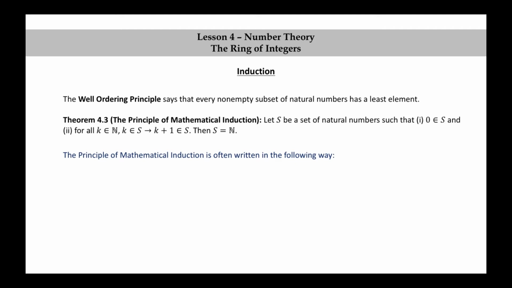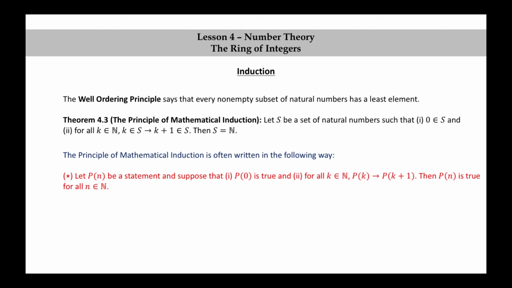The principle of mathematical induction is often written in the following way. Let P of n be a statement, and suppose that 1, P of 0 is true, and 2, for all k in n, P of k implies P of k plus 1. Then P of n is true for all n in n. Okay, this is equivalent to our original statement of the principle of mathematical induction. It's not too hard to show, and you may want to take a few minutes to actually write out proofs that these two things are equivalent.